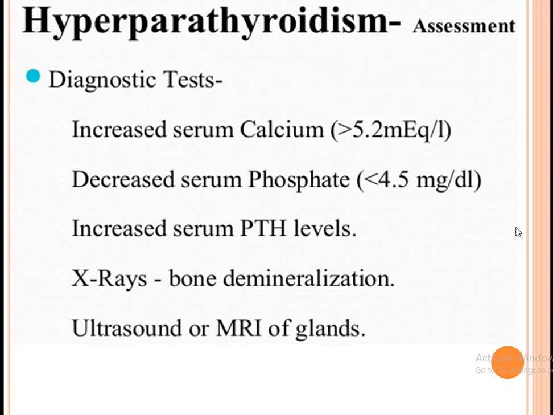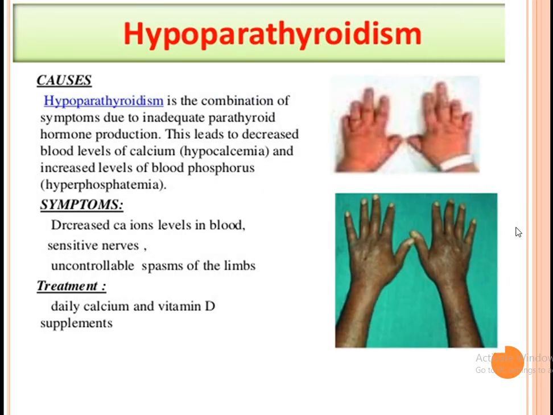For the diagnostic test, it includes plasma calcium level and phosphate level. There will be an increase in the plasma calcium level, while decreased serum phosphate and increased serum parathyroid hormone. On the X-ray you can find bone demineralization, and on the ultrasound or MRI you can see the picture of the gland which is hyperactive.